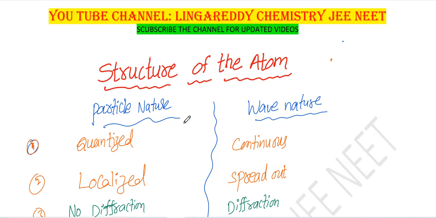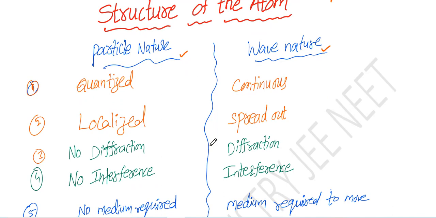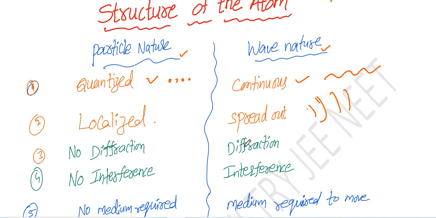NEET. Structure of the atom: we discussed the particle nature of EMR and the wave nature of EMR in the last videos. So what is the difference between particle nature and wave nature? Some few points we can recall here. See, the particle nature is quantized, wave nature is continuous. The wave nature is like this, particle nature is like this, particles are there. It is localized, it is spreading. Okay, the wave nature is spreading like this.